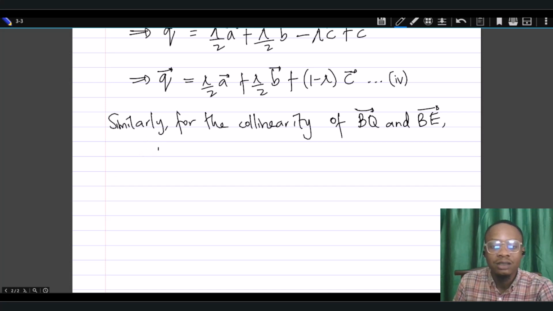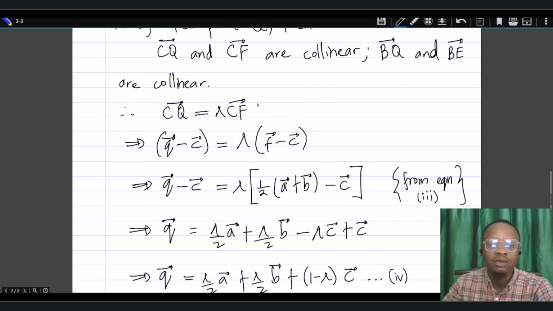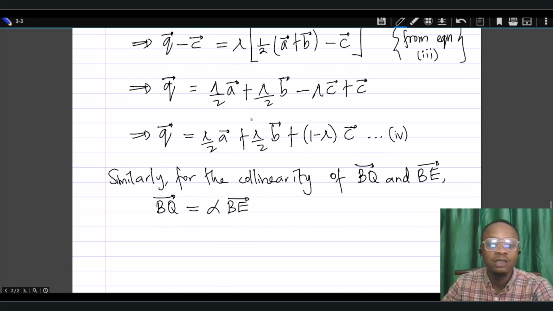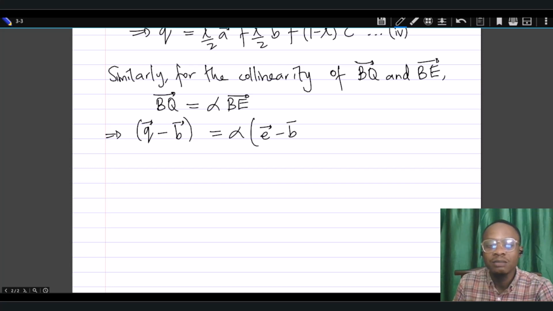So we now say that in this case again, BQ is equal to, let's say we're using alpha now. So this will be alpha of BE. Just like here we used lambda to communicate that collinearity, we're using alpha here. So again, we follow the same approach and simplify this and see what it gives us in terms of Q. By our position vector approach, BQ will be the position vector of Q minus the position vector of B, that's Q minus B, and this will be equal to alpha into BE. That will be E minus B.